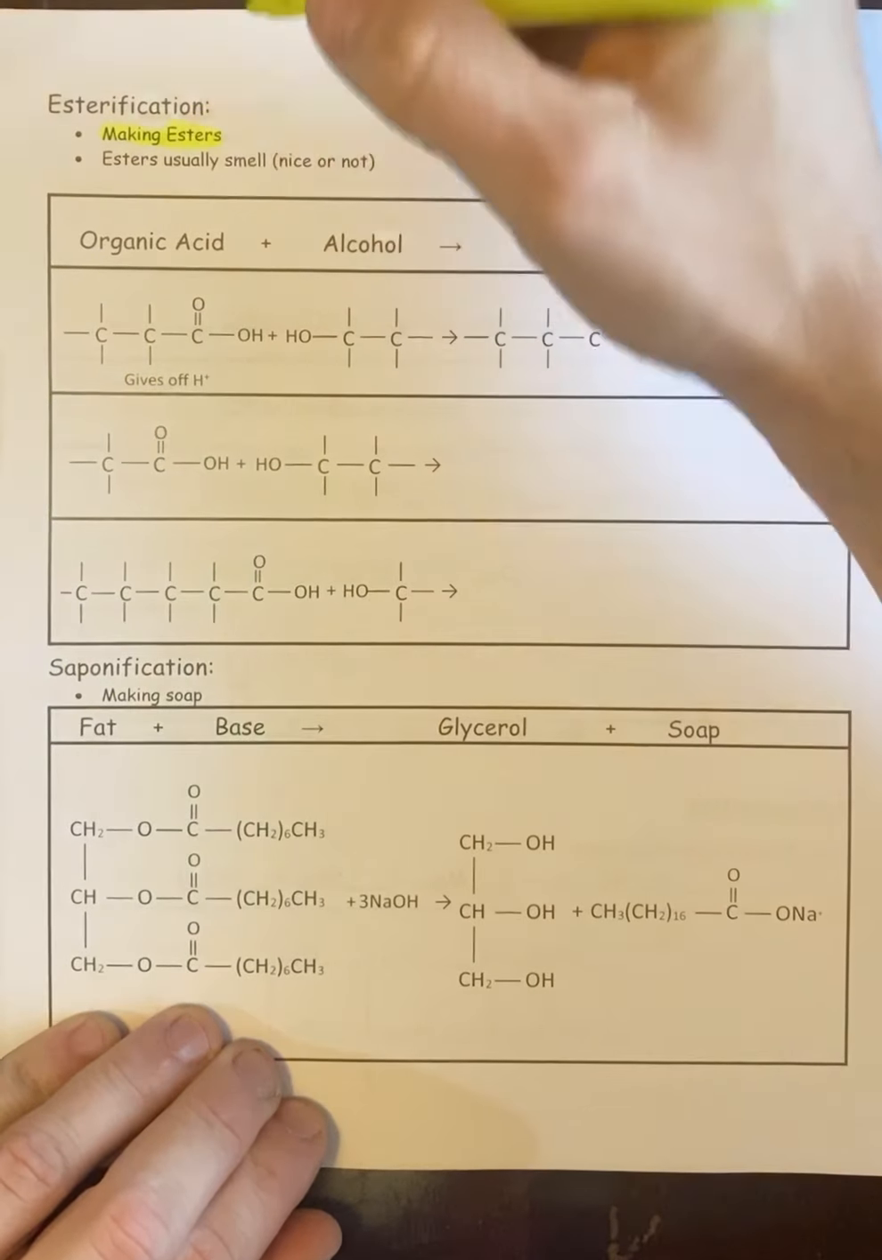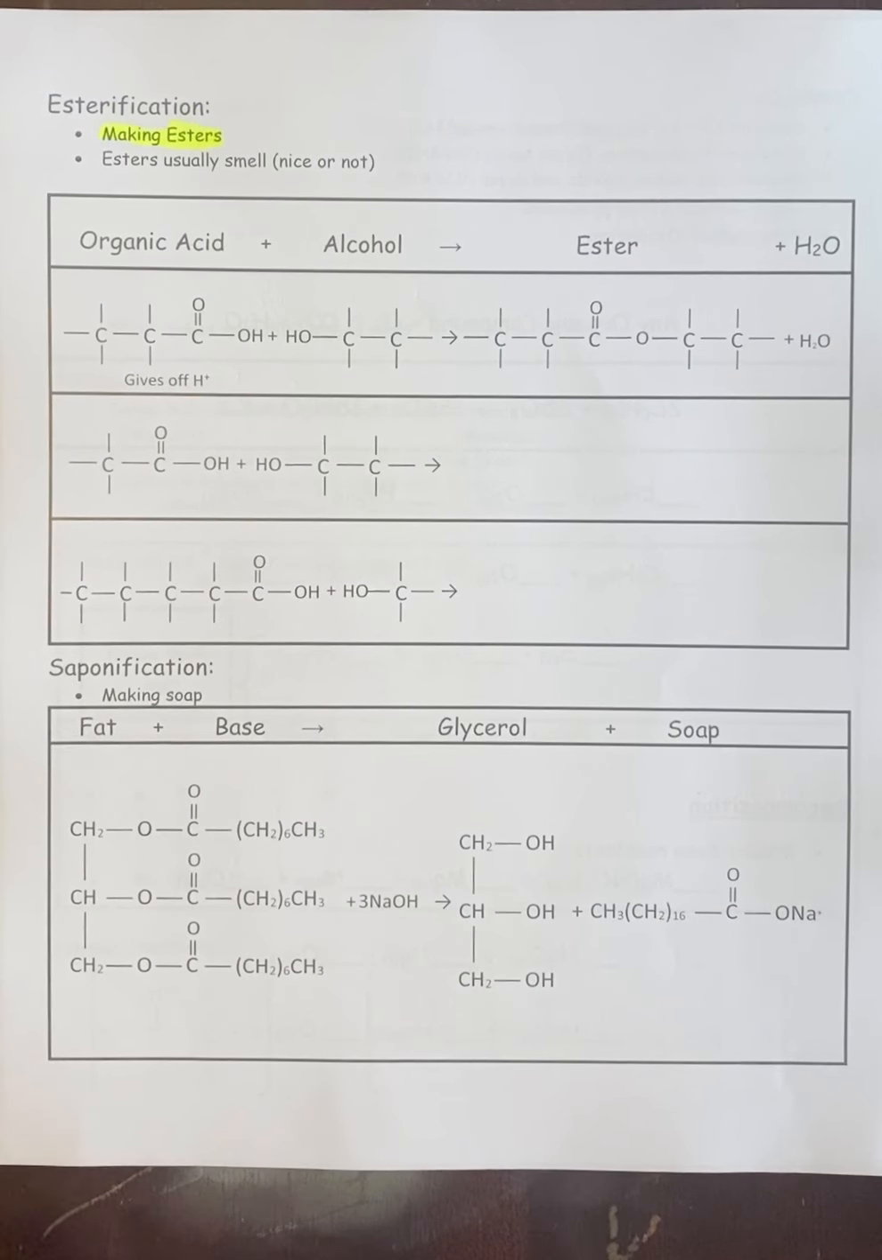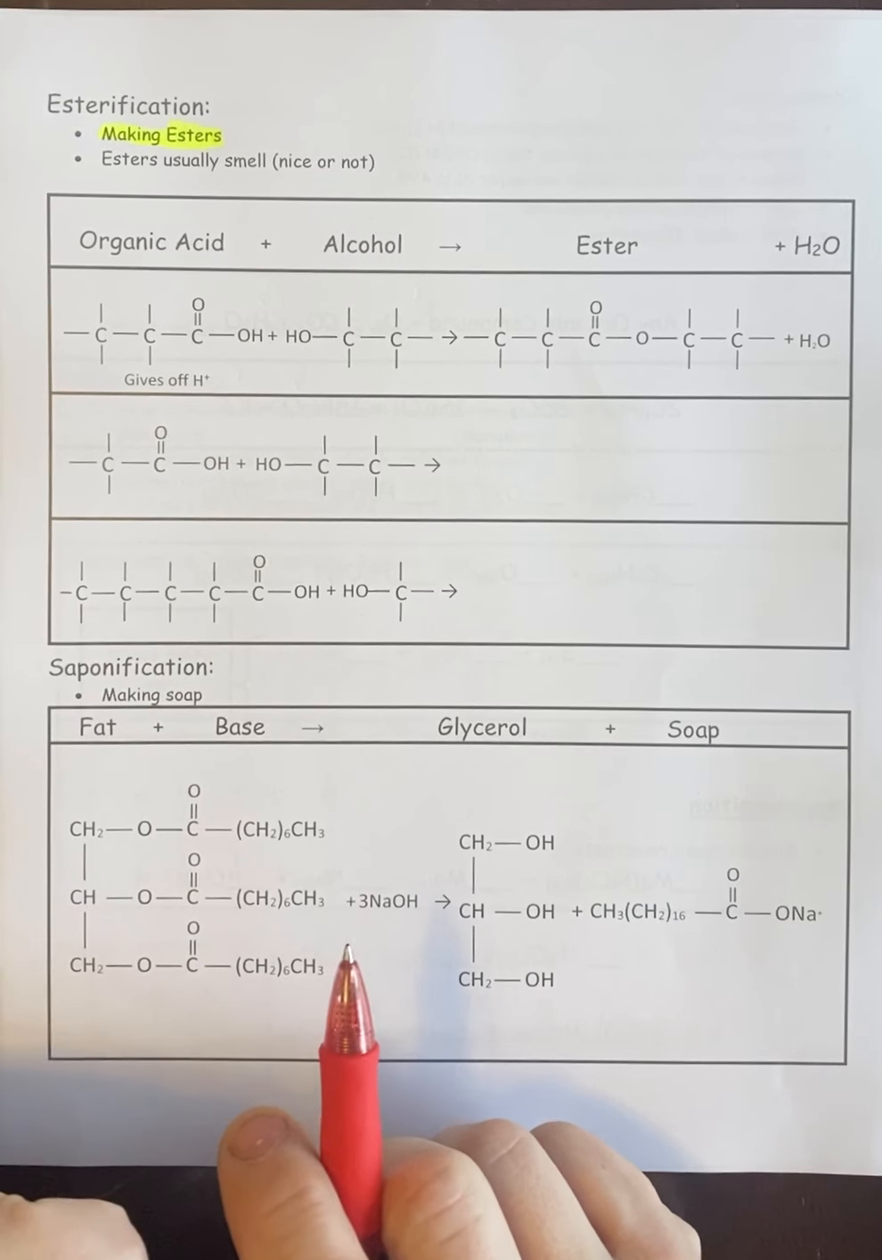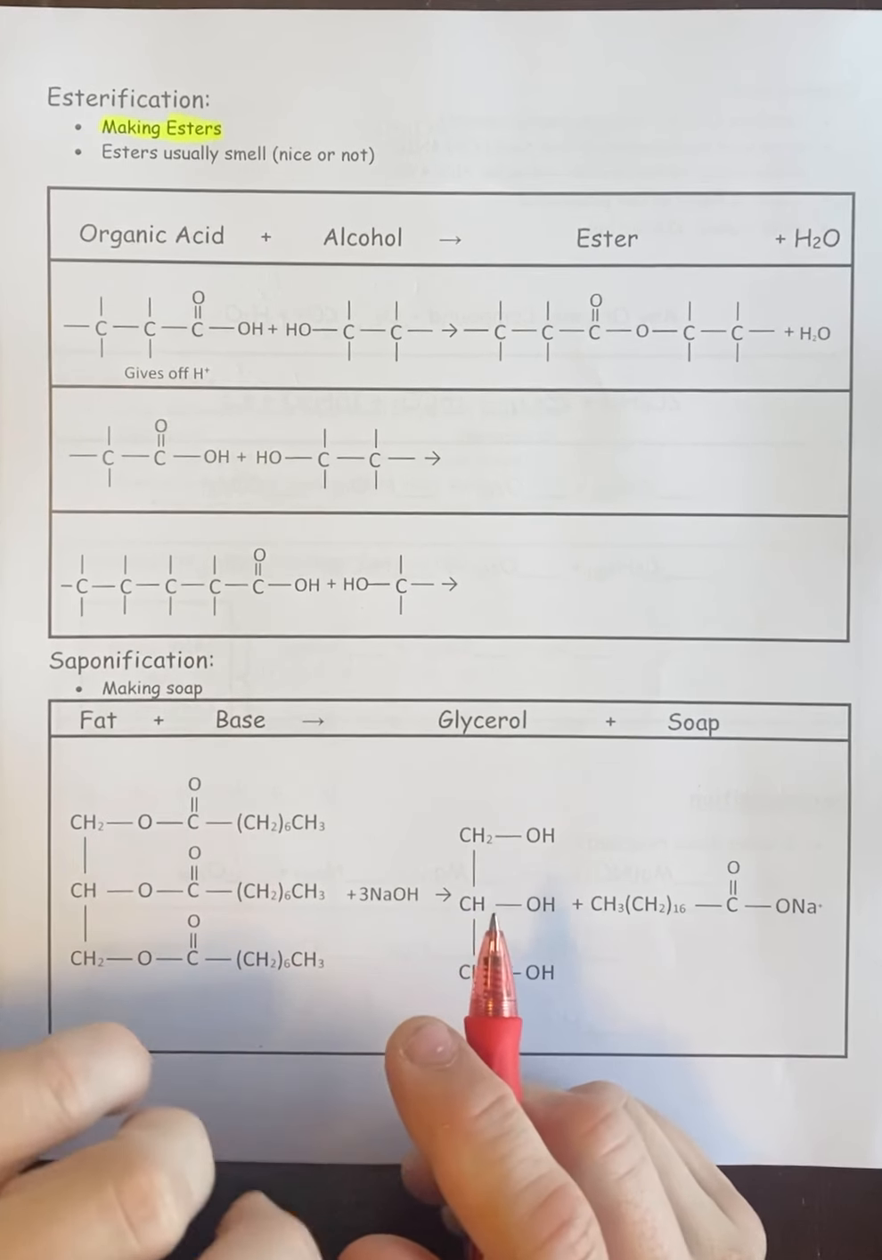So esterification is what it sounds like. You're making something into an ester. Esters typically smell nice, but they don't always have to, but they do typically have smell. Whether you consider it good or bad is a personal preference. So the way you make an ester is by adding an organic acid and an alcohol and mixing them together.